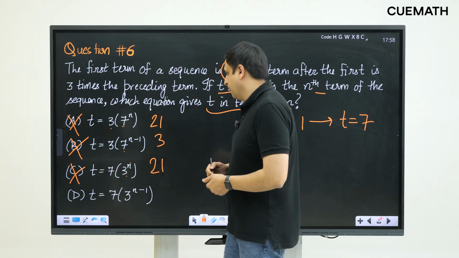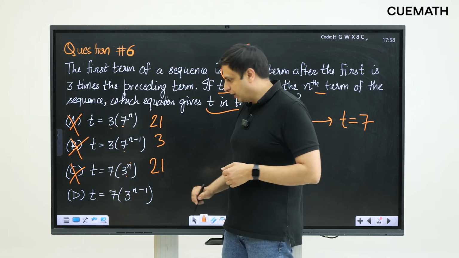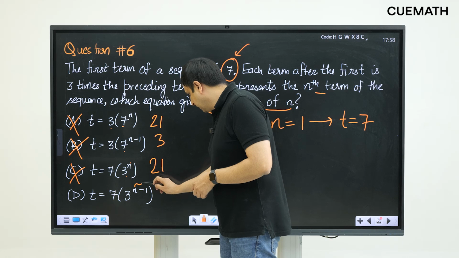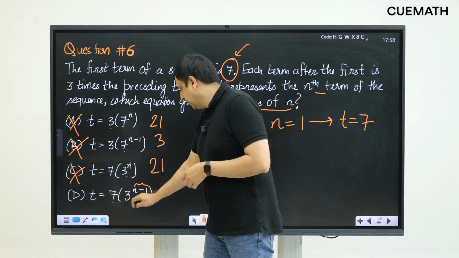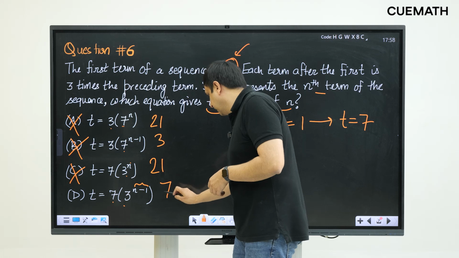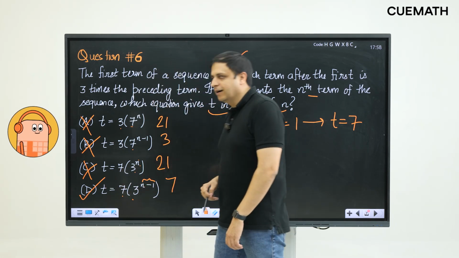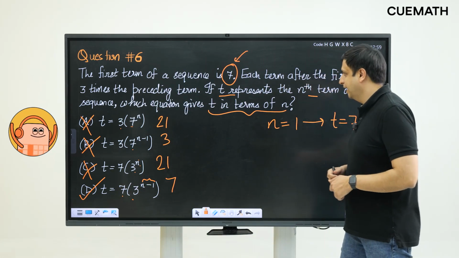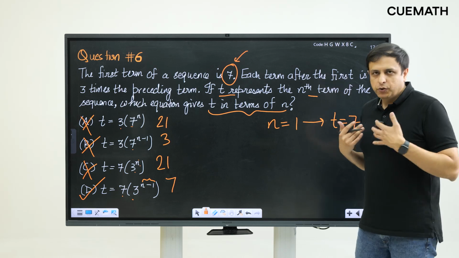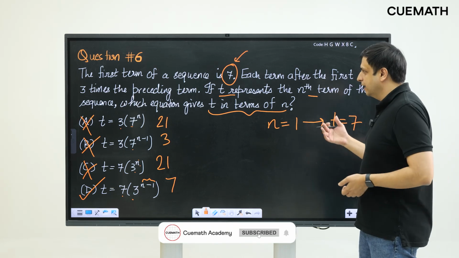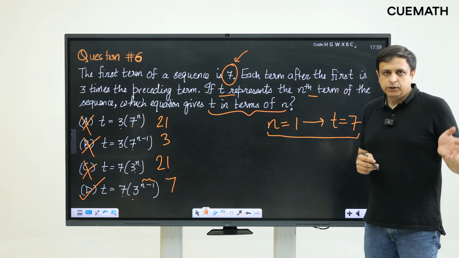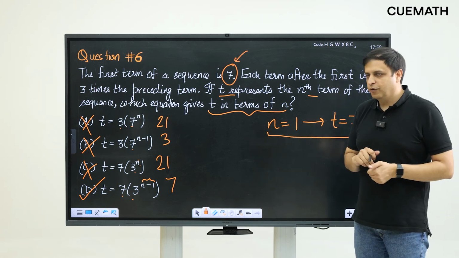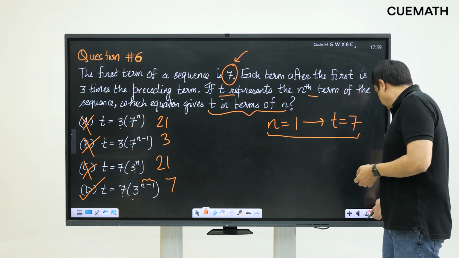And now, if I put n equal to 1 in the last one, I get 3 to the n minus 1, 3 to the 0, which is 1, and therefore 7 times 1 is 7. So, I am getting t equal to 7 here, and therefore option D is the correct answer. So, once again, you did not need to figure out the whole thing. Just by making this simple substitution, n equal to 1 should give you t equal to 7, we are able to figure out that option D is the correct answer here.